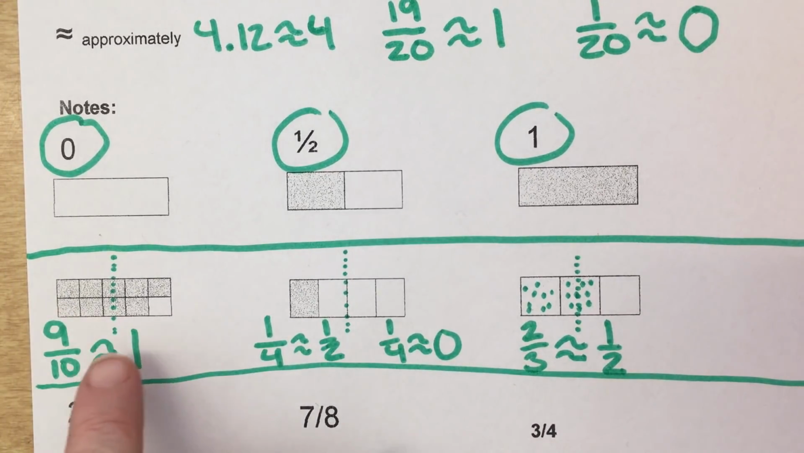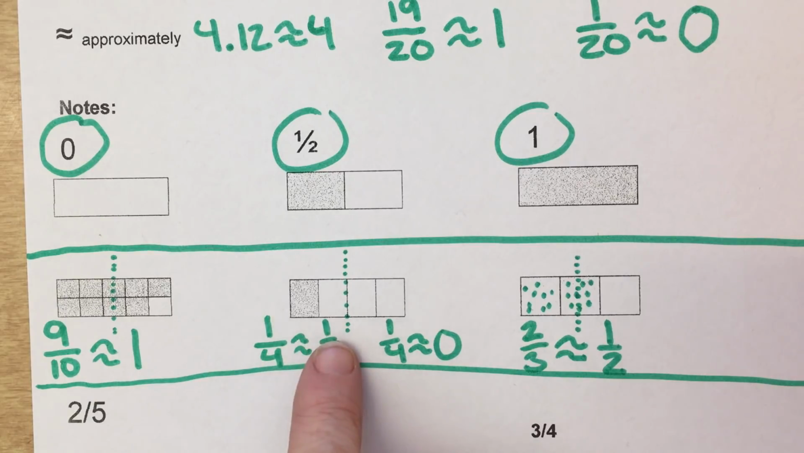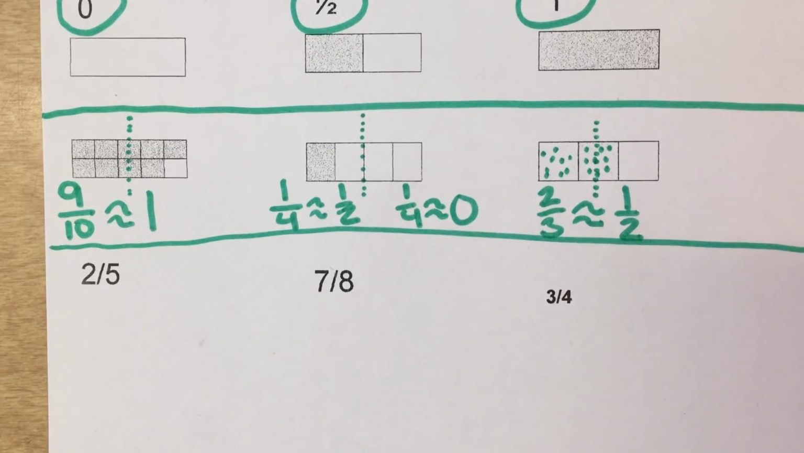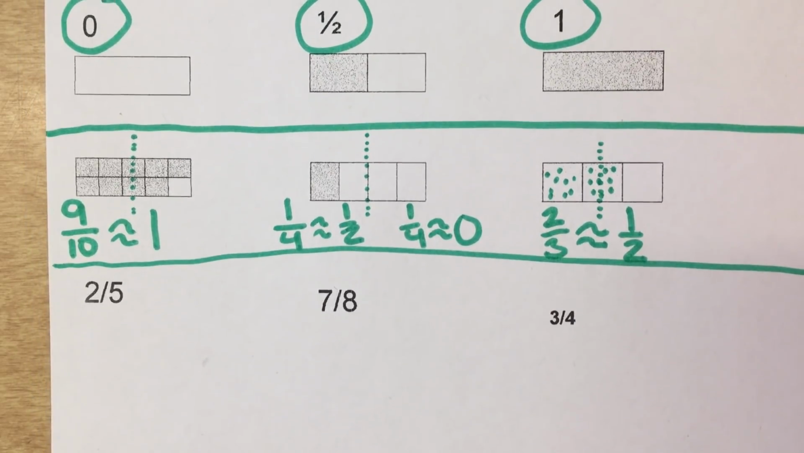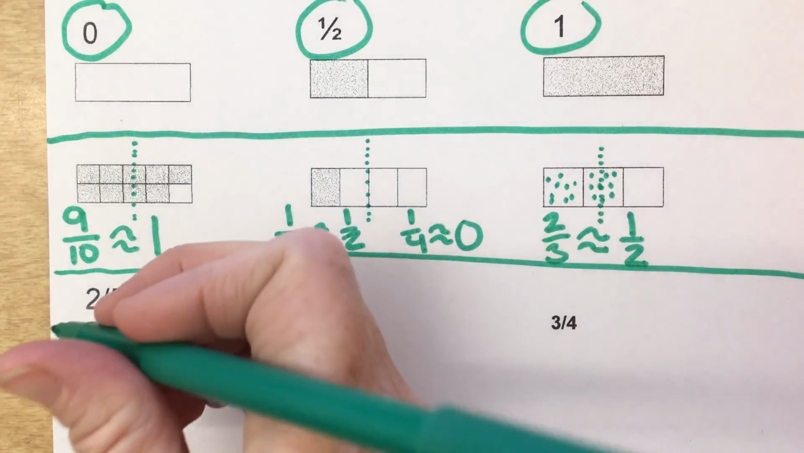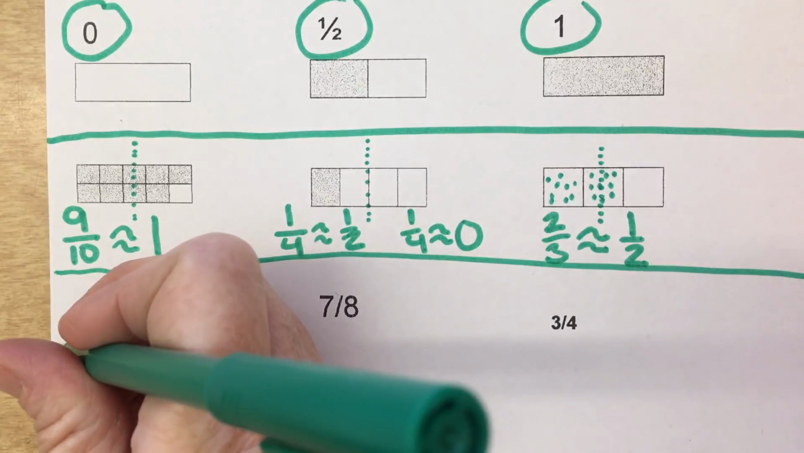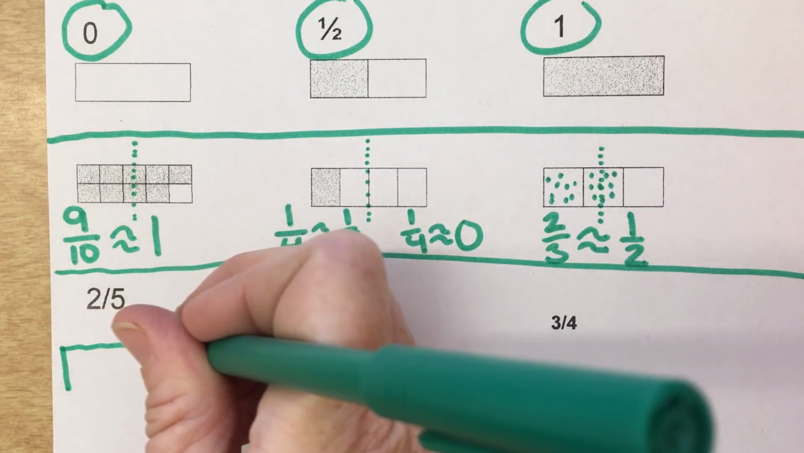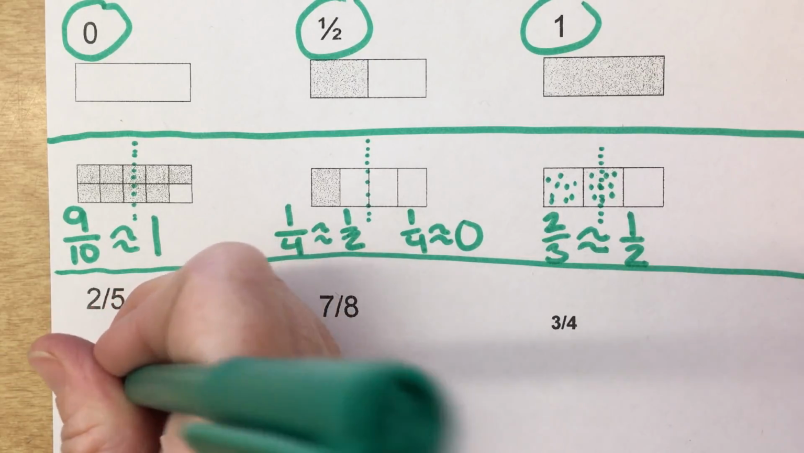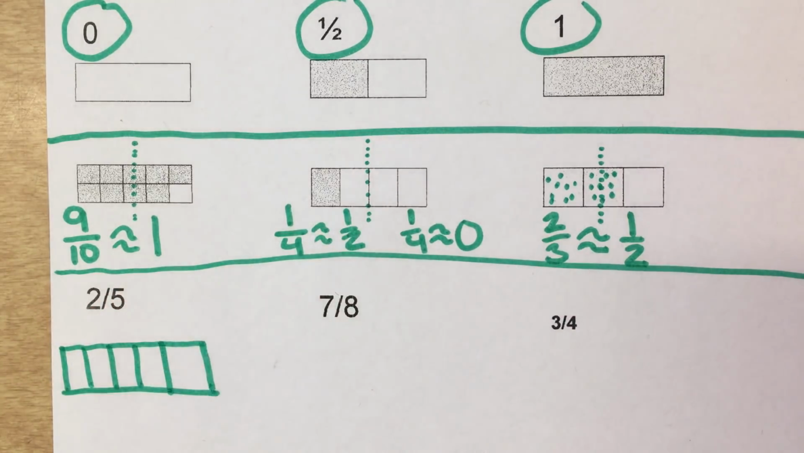So I could say 9/10 is about 1, 1/4 is about a half, or it's about 0, and 2/3 is about a half. Okay, but we're going to actually have to do this without the pictures. You could draw the pictures if you need them. So for 2/5, I could draw the picture if I needed it. I could say the 5 tells me it's been cut into 5 pieces, and the 2 tells me that I have 2 of the pieces.